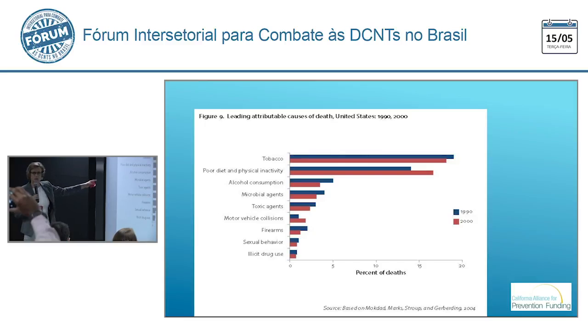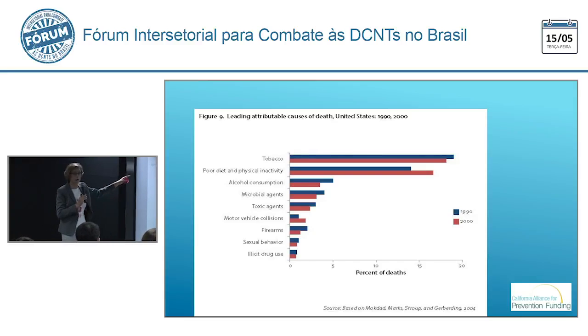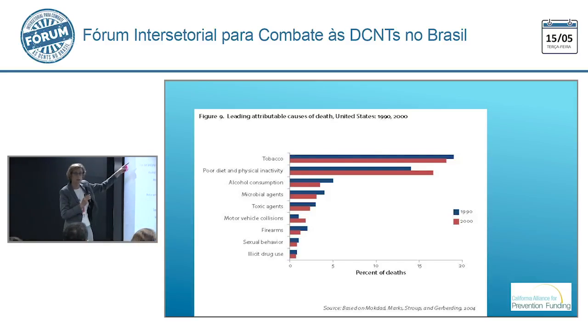What this graph doesn't show are the social determinants. So this graph isn't showing poverty and the relationship between poverty and tobacco use. It's not showing education and the relationship between education and poor diet and physical activity. These are the behaviors.